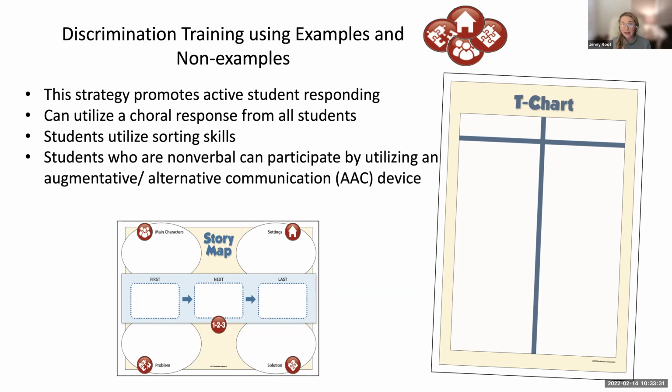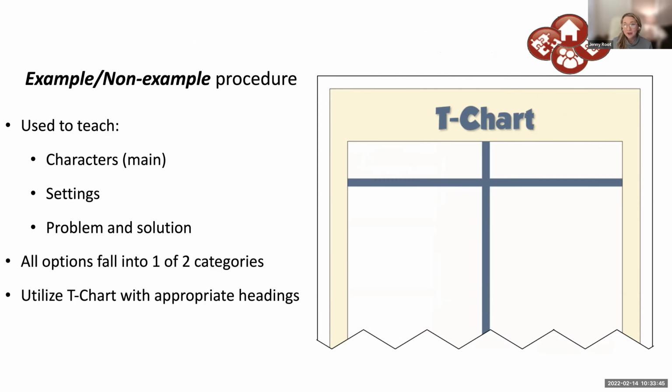We can use a choral response from all students so that everyone is engaged. Students are drawing on their sorting skills, and students who don't speak can utilize an AAC device or just use the response cards. So the example, non-example procedure, we use it to teach, for example, characters, setting, not a setting, problems, what's a problem, what's not a problem, what's a solution, what's not a solution. You use it for anything where something's going to fall into one of two categories.